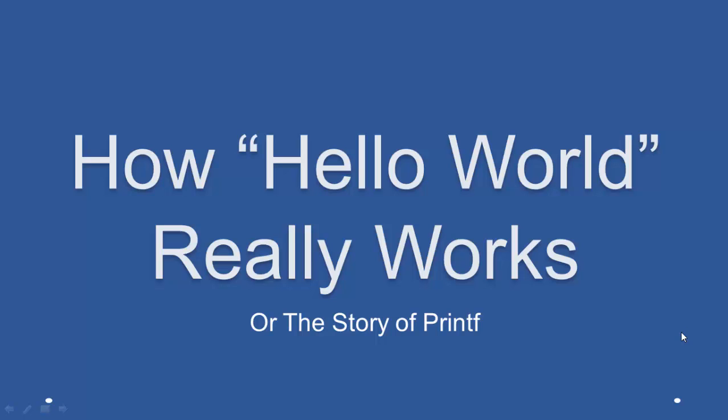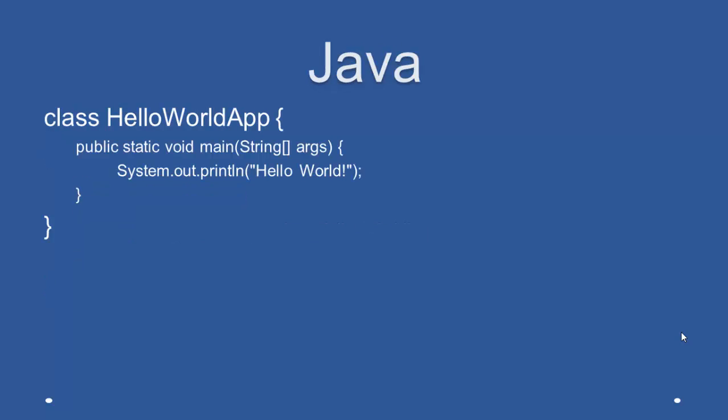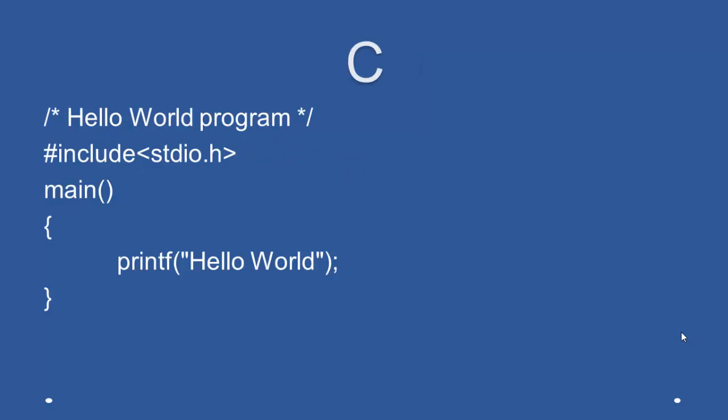How Hello World really works, or the story of printf. In C#, it's pretty simple: System.Console.WriteLine, and then your string. With Java, it's pretty simple too: System.out.println, and then your string.